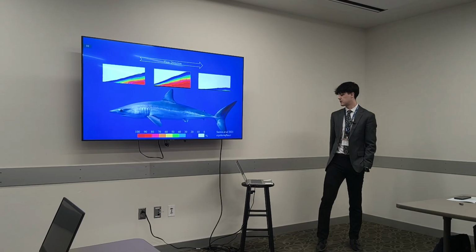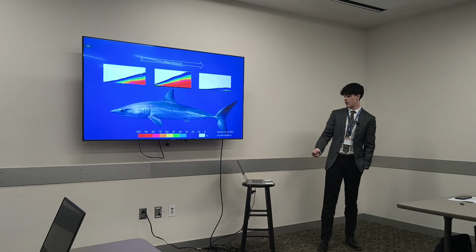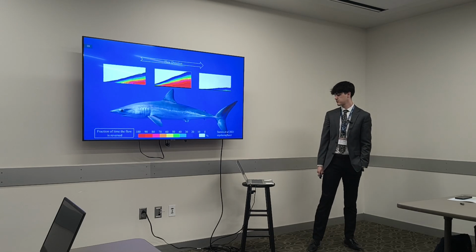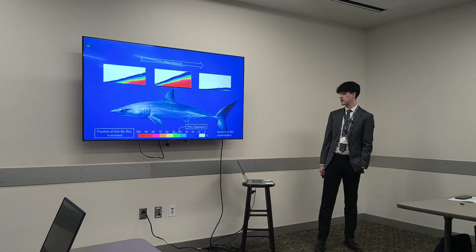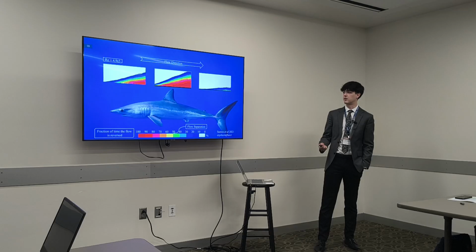And then some more work done by Santos. This color map represents the fraction of time the flow is reversed. And so at 50% is where you begin to see that flow separation, or a considerable amount even. And so that bristling angle is also very important.